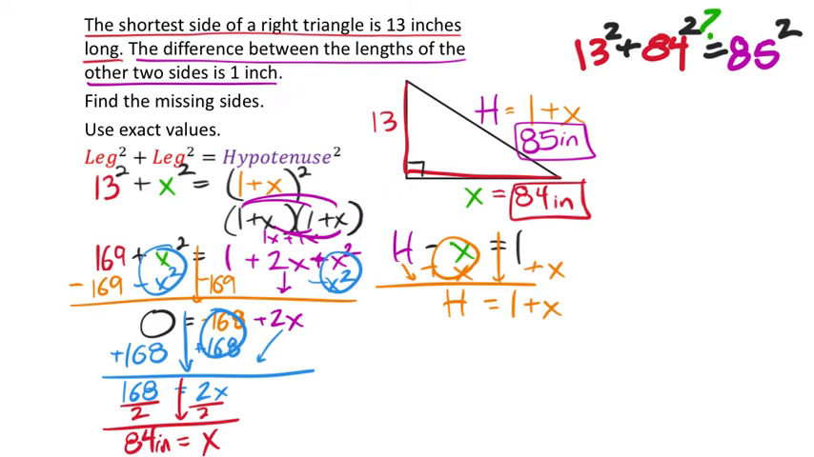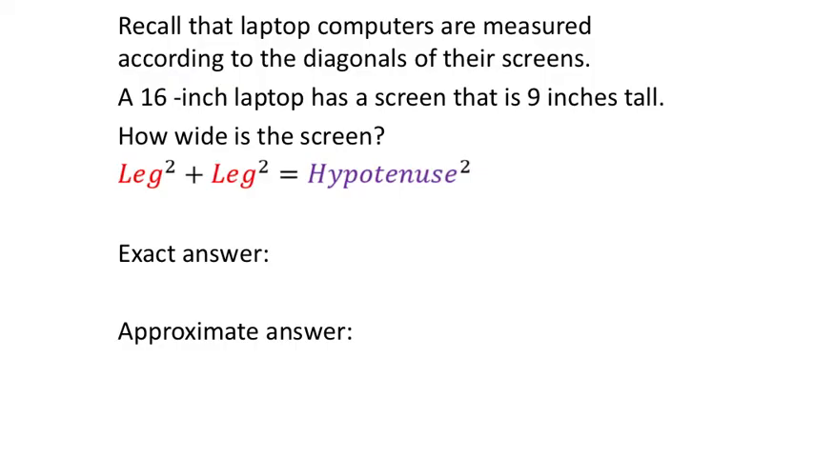So let's see, 85 squared. Oh, that's a big one. And I got 7,225, and then 13 squared plus 84 squared, 7225. So that is true. And now I can feel a little bit, at least a little bit more confident about my two answers right there.